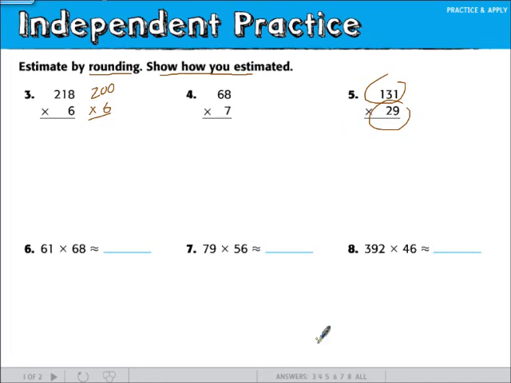You can go ahead and get started. You only have a couple minutes before we have to rotate.